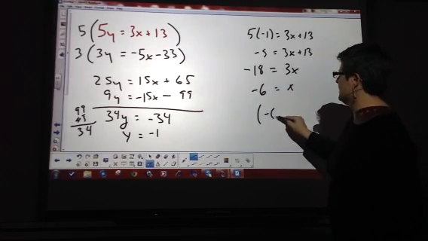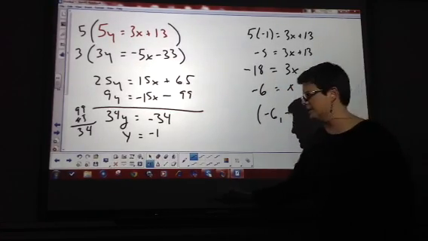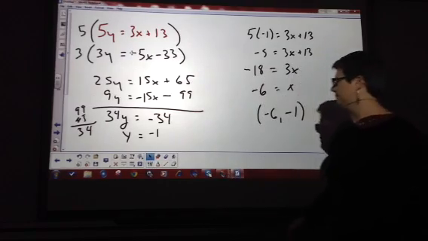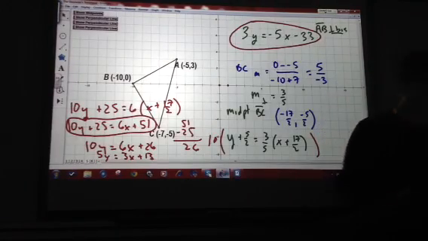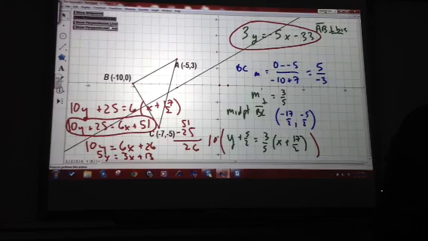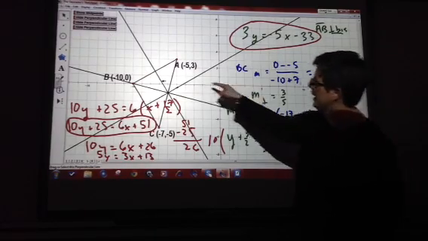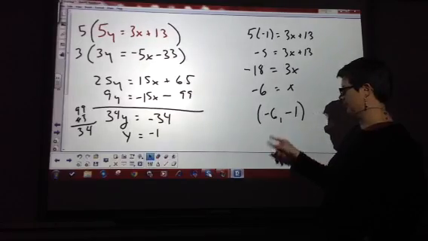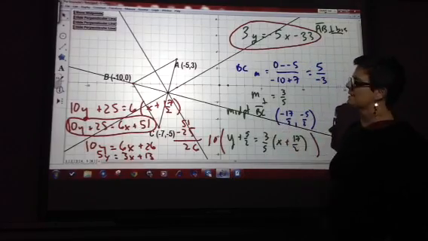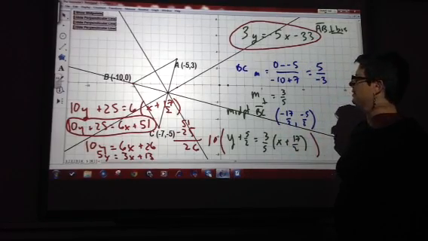So minus 6, negative 1, is the circumcenter of that triangle. And if we were to look here at my perpendicular lines, and I look again, negative 6, negative 1, that's what we found. That is the point of concurrency of the perpendicular bisectors.